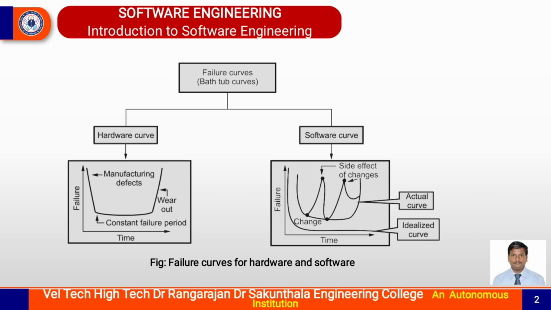In the case of the software curve, we have failure and timing also, but there is a change in the middle. This change has a side effect, where the actual curve is extended into the future. The idealized curve will be there, but in the actual curve we can extend the changes. Based on some changes, we extend the lifeline of the software.